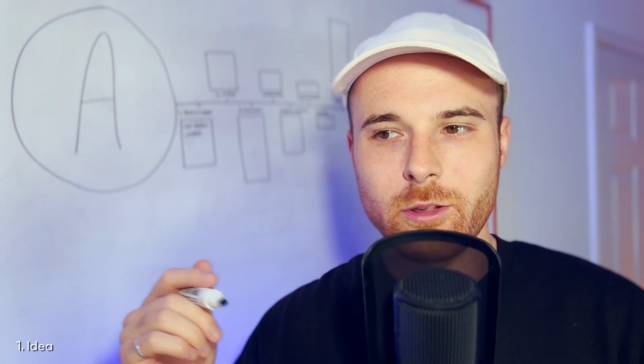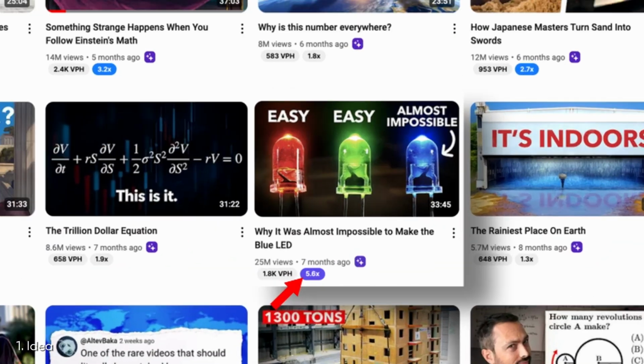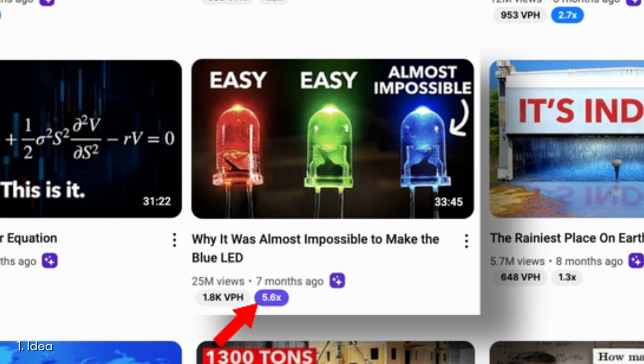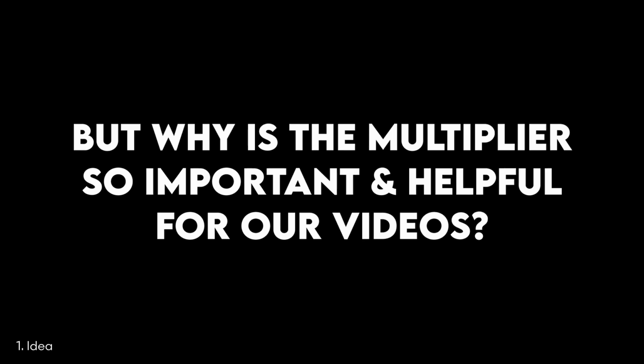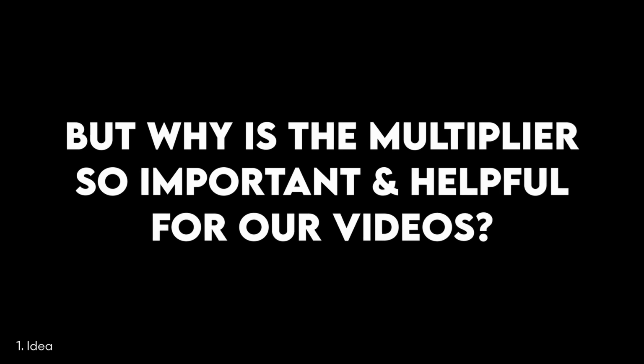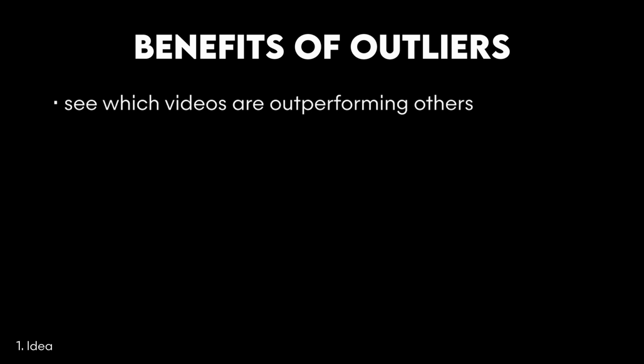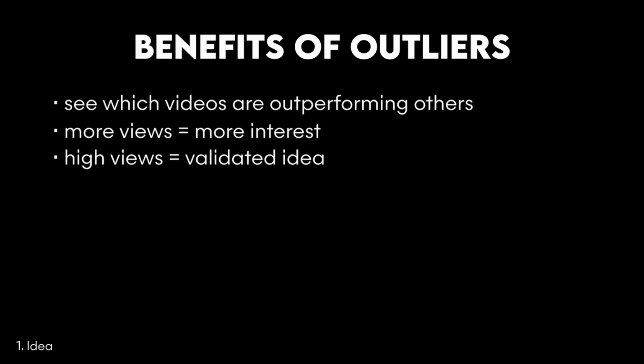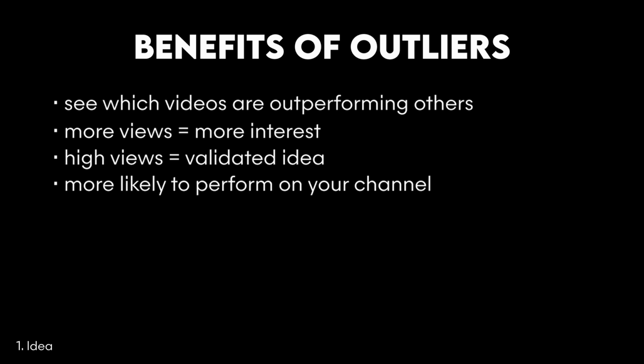But let's check out another video from the same channel. Yeah, we have a video that's performing 5.6 times better than the channel's average. But why is this multiplier so important and helpful for our videos? Well, it helps you to see which videos are getting way more views than usual. And when a video gets lots of views, that means a lot of people are interested. And if lots of people are interested, that means the video's idea is validated. And it also means that if you use an outlier as inspiration for a video on your channel, it has the chance of performing well and resonating with a lot of people too.